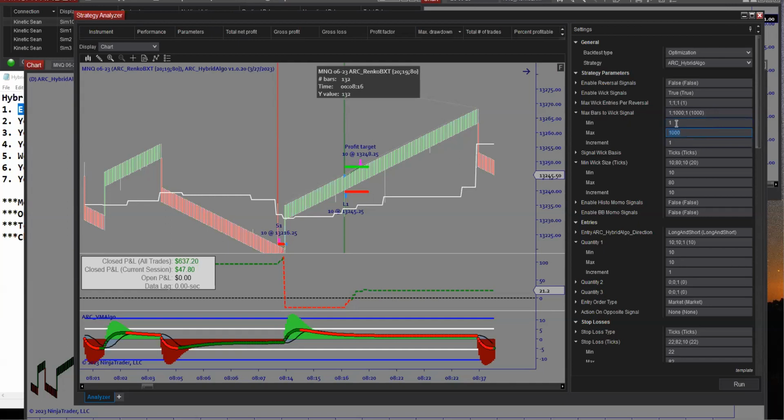Give it a second here. Ninja always wants to take its sweet time here with this optimizer. It just sits there like that.